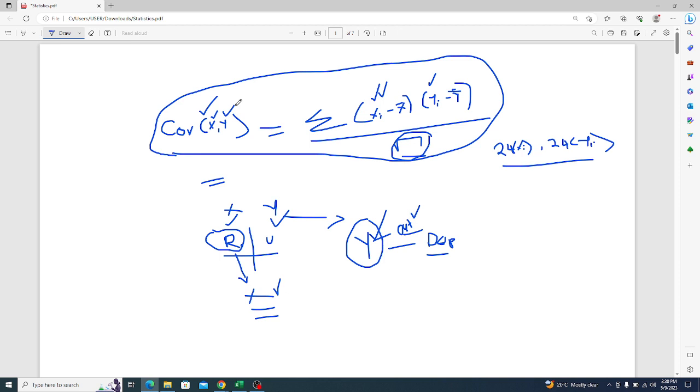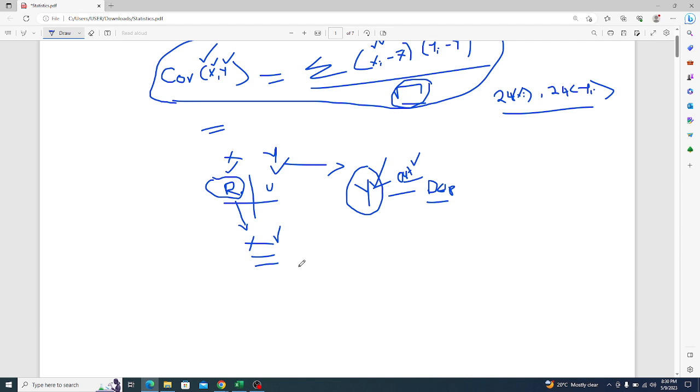And remember, I also said that covariance ranges from negative infinity to infinity, meaning you can get a covariance of negative 690. You can also get a covariance of 90,000. So the covariance values range between negative infinity and infinity.